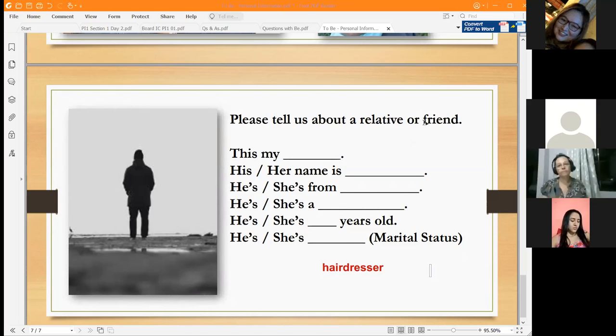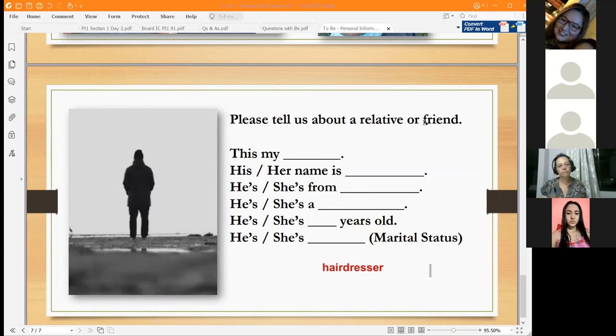Thank you. This is my brother. His name is Obed. He's from Chinameca. He's 25 years old. He's single. He's a lawyer. Excellent. Thank you very much, Jamilet.